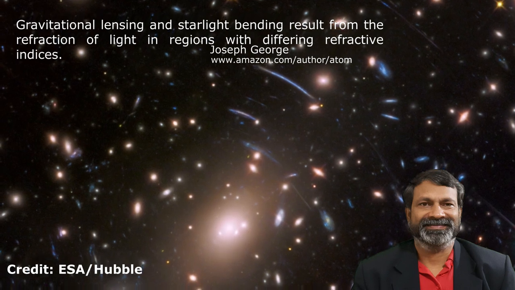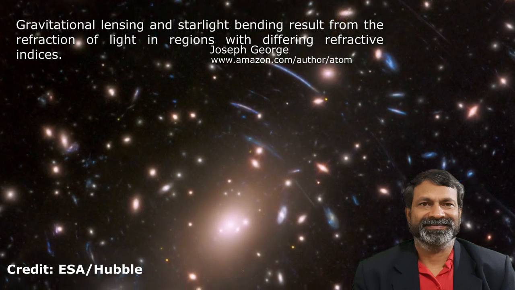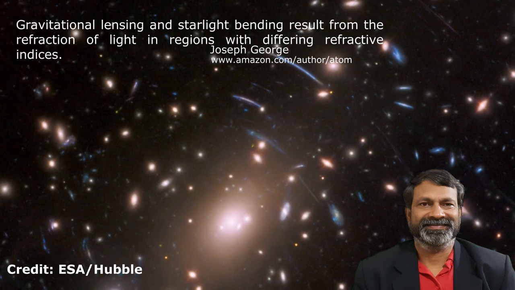Gravitational lensing and starlight bending result from the bending of light in regions with differing refractive indices.